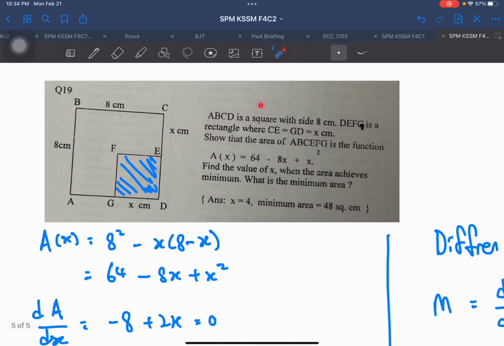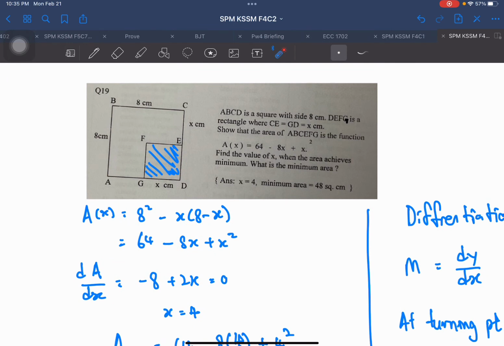ABCD is a square with side 8 cm. And BEFG is a rectangle where CE equals GD equals x cm. So this is x cm. This is a rectangle, okay? And this is a square, okay? So show that the area of the non-shaded area is a function A(x) equals to this, okay? And then find the value of x when the area achieves minimum. What is the minimum area, okay?